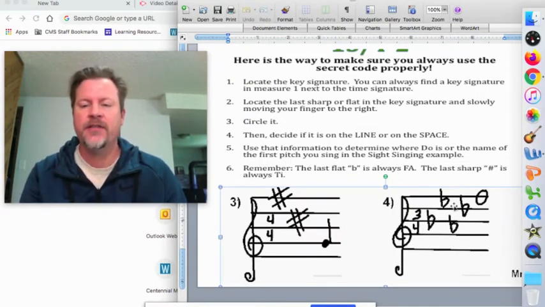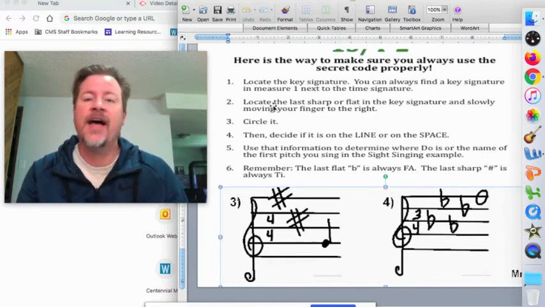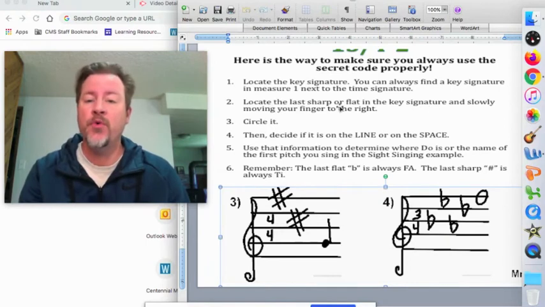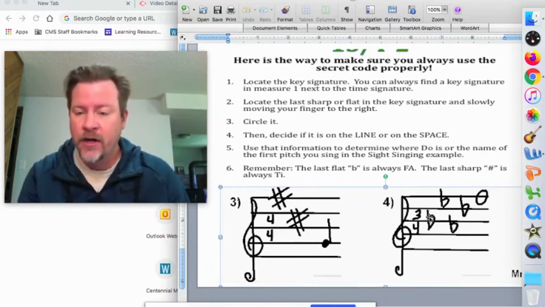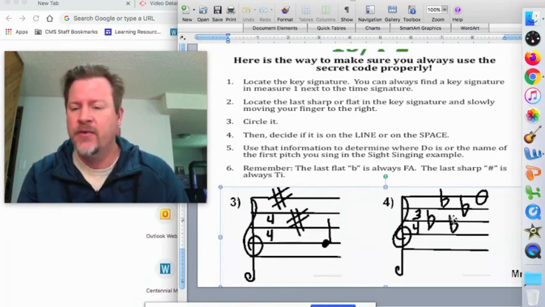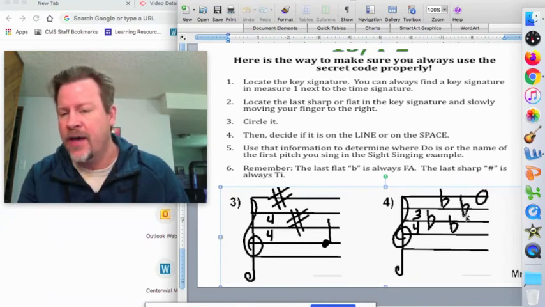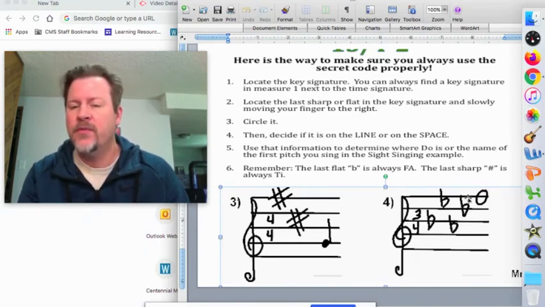Here is the key signature, right after the clef and the time signature. Now we're going to locate the last sharp or flat in the key signature and slowly move your finger to the right. So we're going to start here on the left hand side, and we're going to go this way until we find the last flat, not the highest, not the lowest, the last one to the right. So that is this one here. So then we're going to circle that.